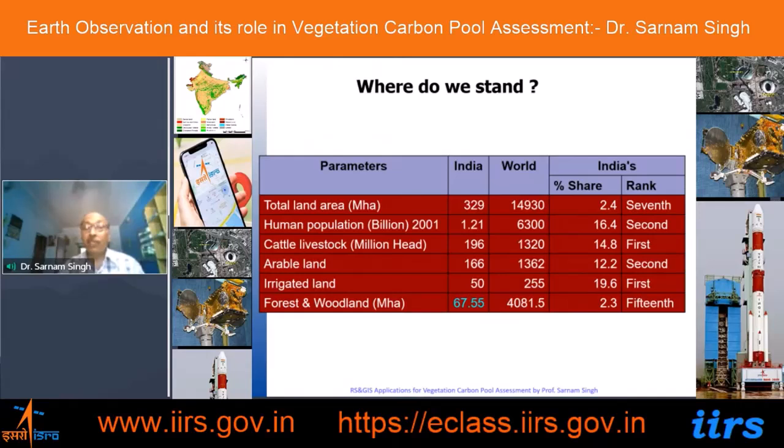And when it comes to the forest and woodland available, don't worry about this number, 67.55 million hectares. This keeps on changing. The definition of forest has been changed, so there is some increase here. So we are 15th, let us say, as far as forest cover is concerned. So that's the overall view. When it comes to human consumption or livestock, we are at the top of the world, you can say in one way.